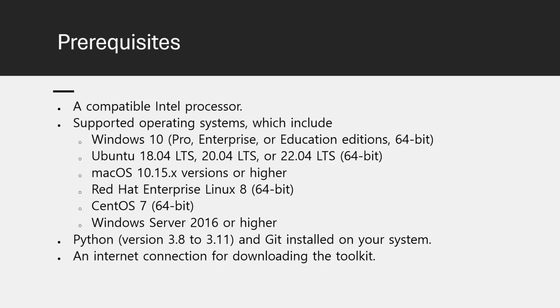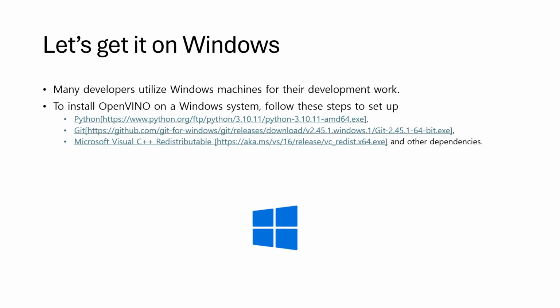The supporting operating systems can be any of the following: Windows 10, Ubuntu 18.04 LTS, 20.04 LTS, 22.04 LTS, Mac OS 10.15.x or higher versions, Red Hat Enterprise Linux 8, CentOS 7, Windows Server 2016 or higher. Ensure that you've got 64-bit editions available with you. Python version 3.8 to 3.11 is compatible. Git must be installed in your system. And yes, of course, we need a stable internet connection for us to complete the process.